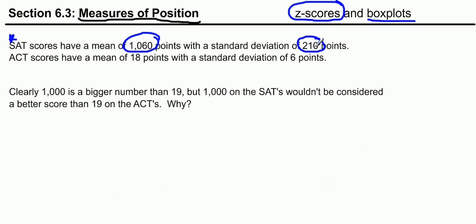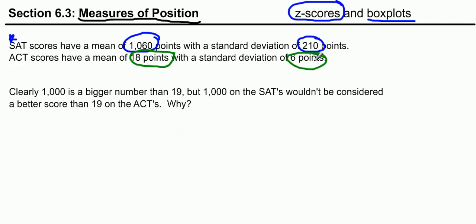So how would we get that, right? We would take every SAT score, put them into a database, average them all up, and then use that standard deviation formula or some software to figure out the standard deviation. Okay. Now, what we learned last class was that 95% of all scores should be within two standard deviations. So if we went up 210 and down 210 and up another 210 and down another 210, we'd have this sort of range, right? So SAT scores have a mean of 1,060 points. On the other hand, ACT scores have a mean of 18 points with a standard deviation of 6 points.